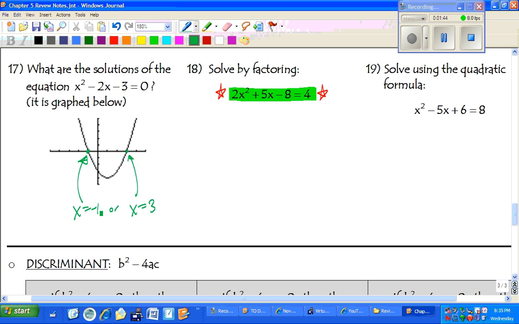Now, we could check it by plugging those in for x, and that would make it 0. Or we could solve this by factoring and kind of back up our answer as well. But let's go ahead and take a look at how to do solving by factoring. Notice I've got a little star and highlighted here. The one that's written on your sheet doesn't come out nicely, so go ahead and change number 18 to 2x squared plus 5x minus 8 equals 4. So cross out yours and rewrite this.